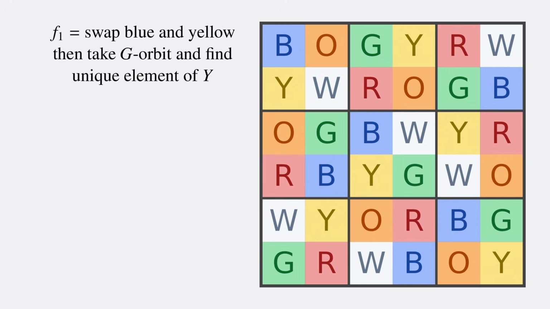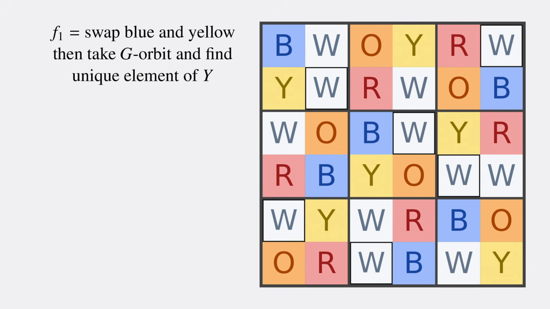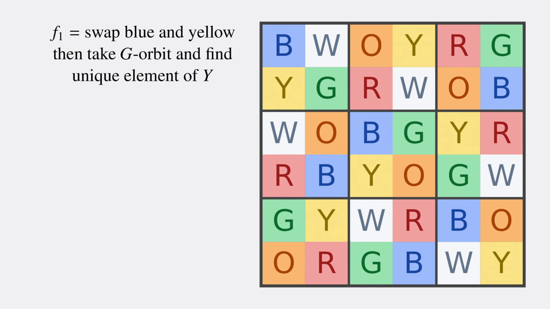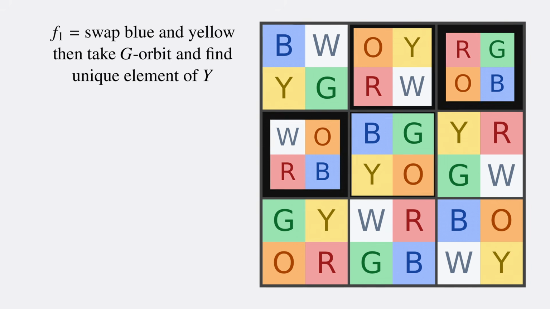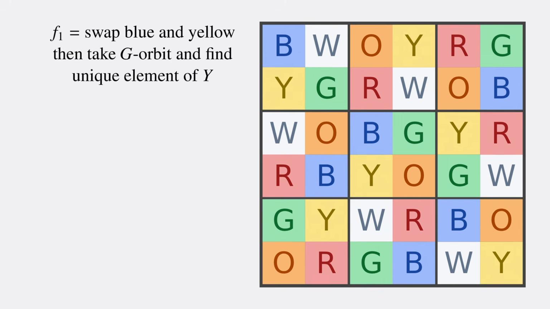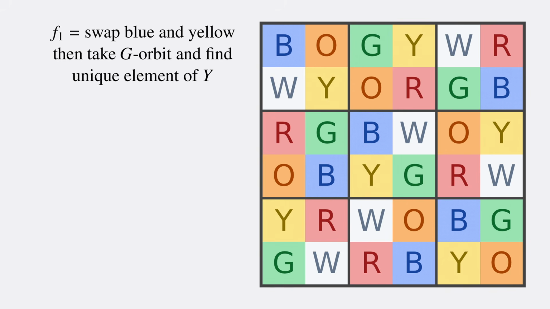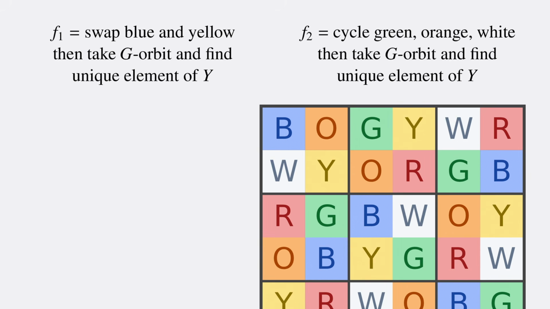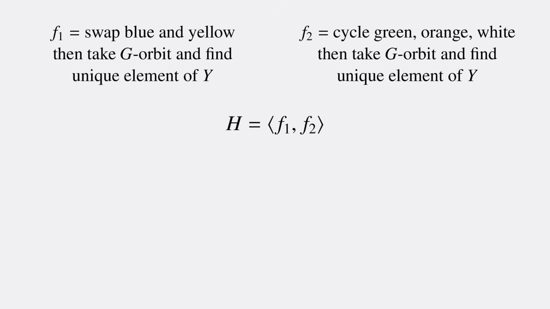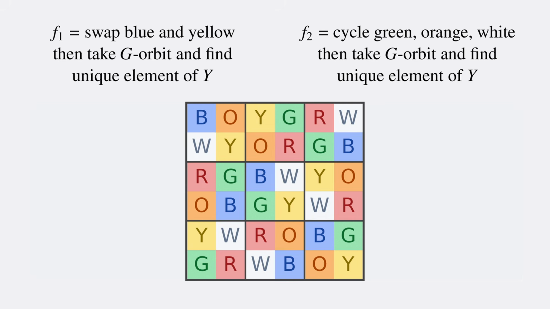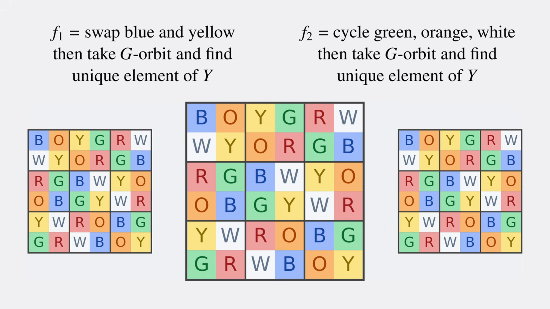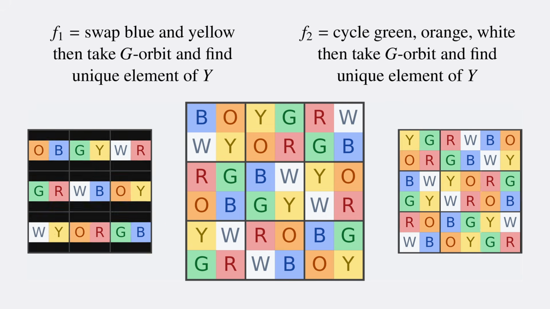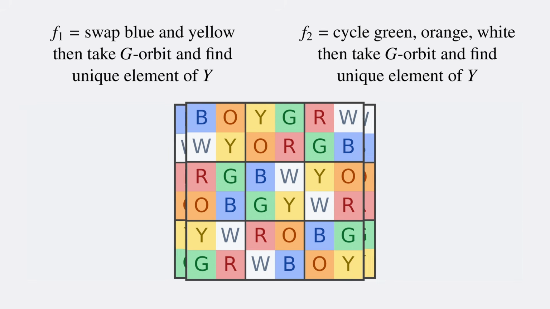Another transformation I can do is to cycle the colors green, orange, and white. Once again, because green, orange, and white are in the same family, we get a valid solution out of this and can use the action of G to turn it into a distinguished solution. Let's call this transformation F2, and let's write H for the group generated by F1 and F2. H acts on Y, but unfortunately the orbits are not all the same size. For example, this solution is unaffected by F1 and F2, so its orbit has only one element. This is the other extreme of the orbit stabilizer theorem, where the stabilizer is the entirety of H.